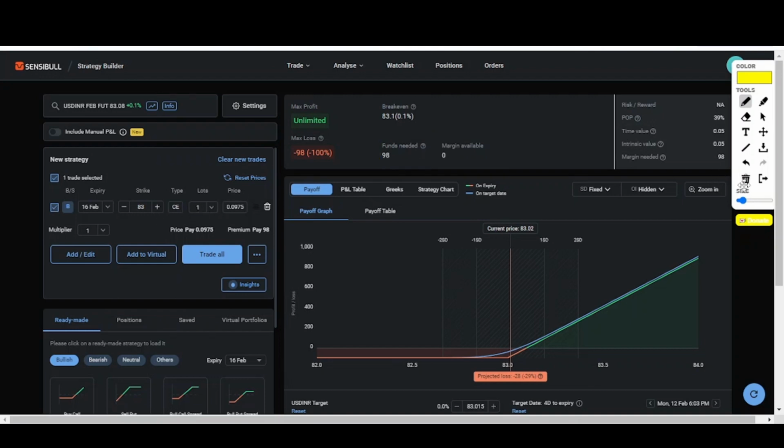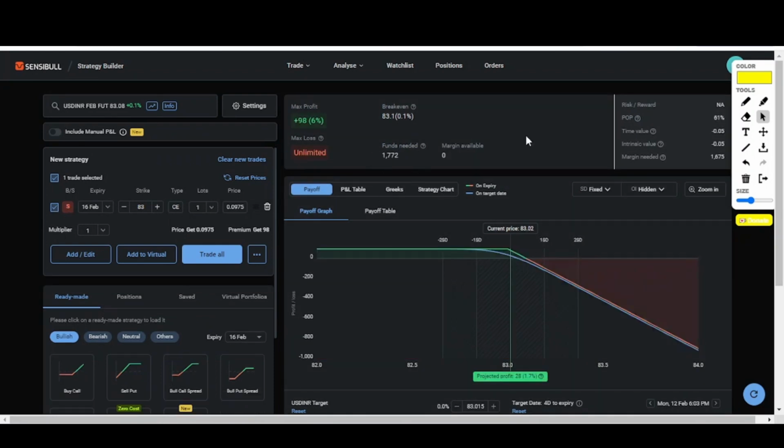In other words, even if you would like to sell the option at ATM, the margin requirement would be hardly 1,700 rupees. That's the beauty of option buying, and even option selling, in USDINR compared to Nifty and Bank Nifty.